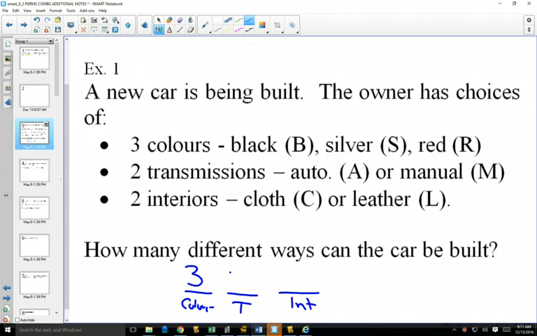3 choices for color, 2 for transmissions, 2 for interior. That gives you a total of 12 different ways. Of course, you could do this with a tree diagram as well, but the fundamental counting principle is the fastest way to do it, with showing the least amount of work.